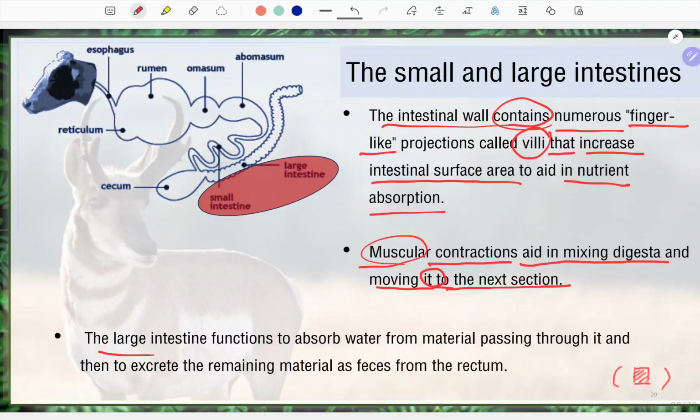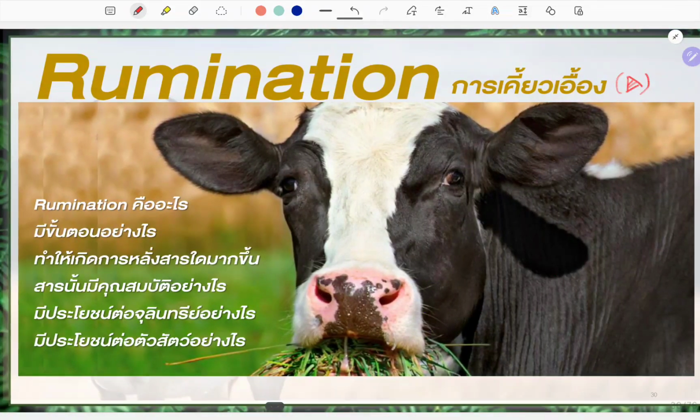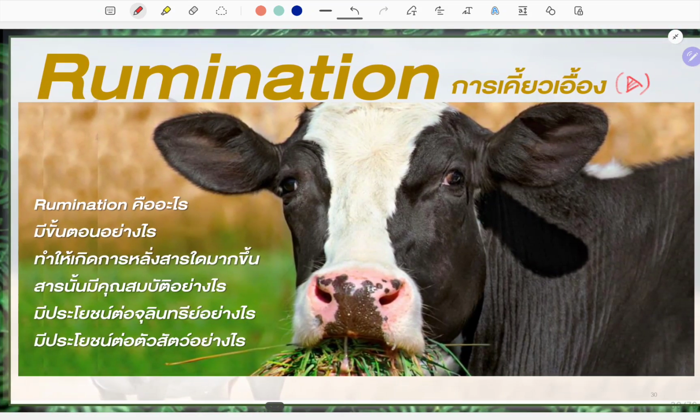The large intestine's function is to absorb water from the material passing through it and then to excrete the remaining material as feces from the rectum. Okay, so this is all about the parts of the gastrointestinal tract, anatomy and function. I will explain more after this in part number 2. See you in part number 2.